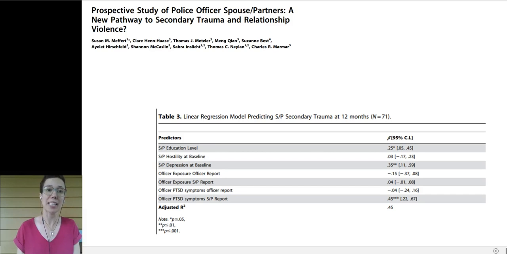Okay, so here we are back to the study of police officers, spouse and partners, looking at secondary trauma, relationship violence within secondary or within those relationships. And here is an example of the type of table we're going to see sharing results of linear regression. So let's start to break this apart.